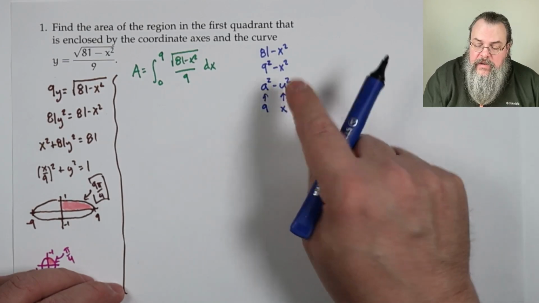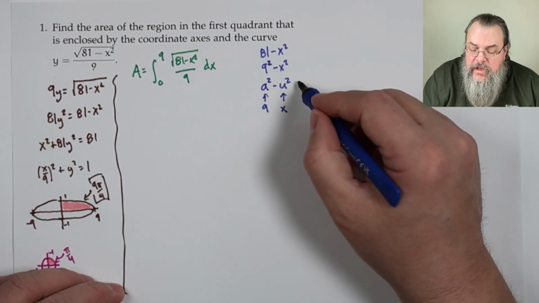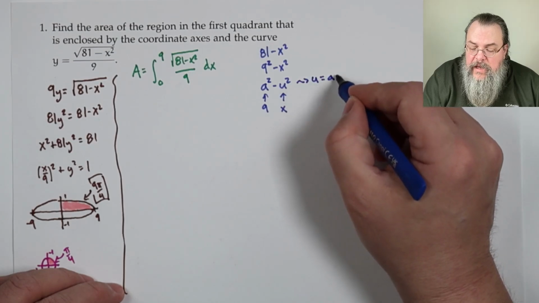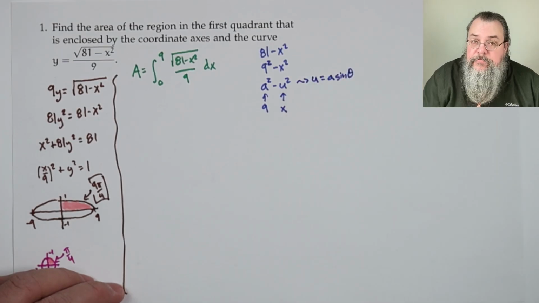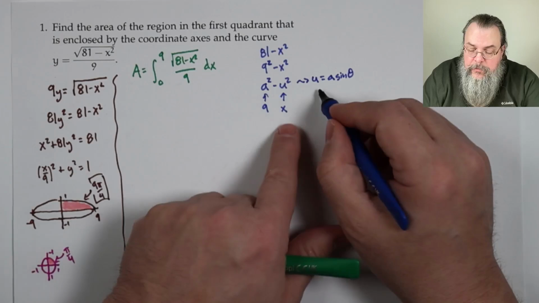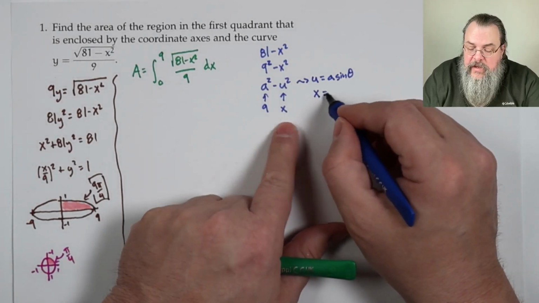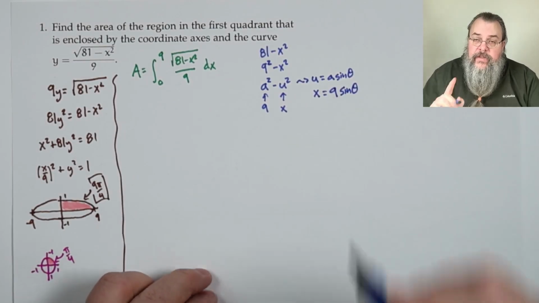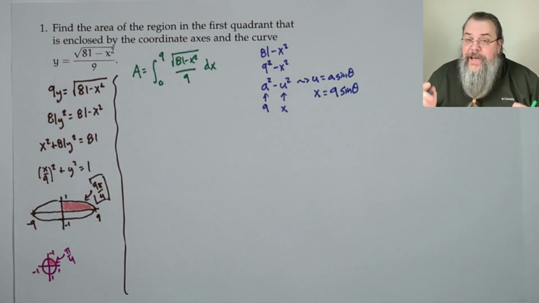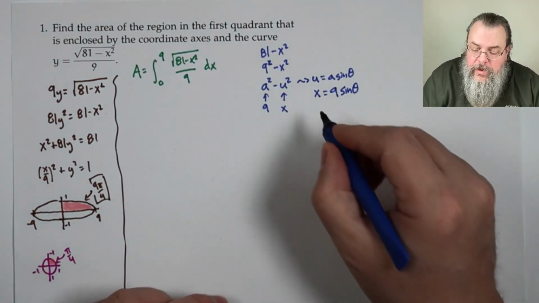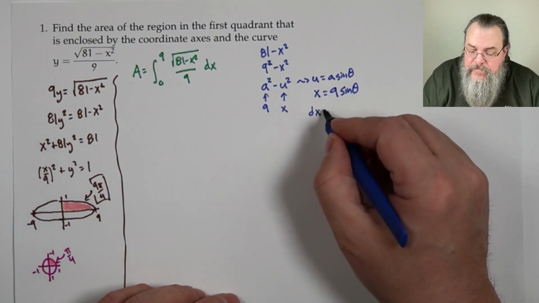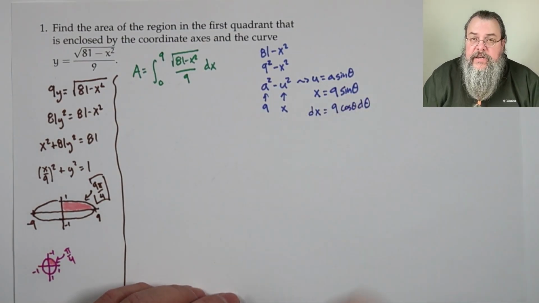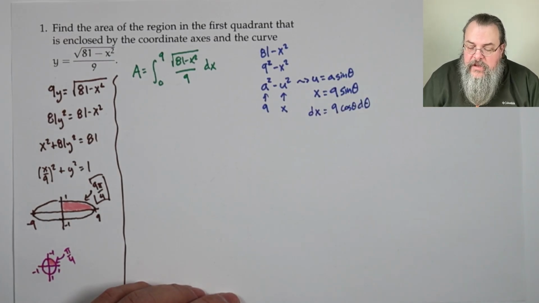Now, when we see a squared minus u squared in our square root, that tells us, hey, you should make the substitution u equals a sine theta. So for us, u is x and a is 9. x equals 9 sine theta. Okay, so that's our substitution. Now, we have to account for everything. Well, what's our dx? 9 cosine theta d theta. All right, well, that seems reasonable.